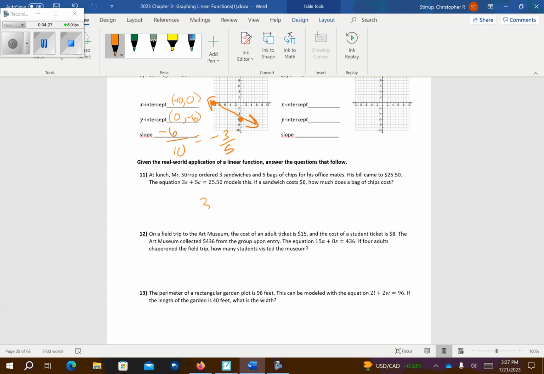All right, so I'm going to take my equation, and I'm going to go 3 times 6 rather than s, plus 5c, that's our chips, it's $25.50. So this is 18 plus 5c equals $25.50. Subtract 18 from both sides, so you get 5c is equal to $7.50. Divide each side by 5, so that's 1.5. Looks like the chips cost $1.50 each. Pretty cool.